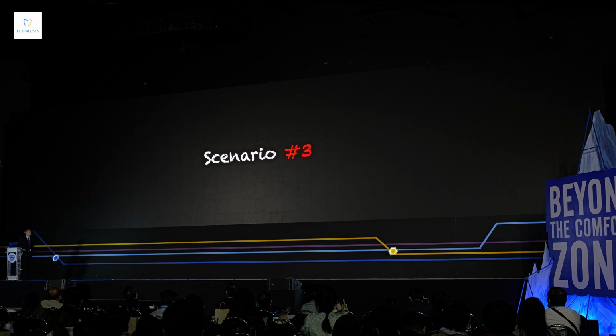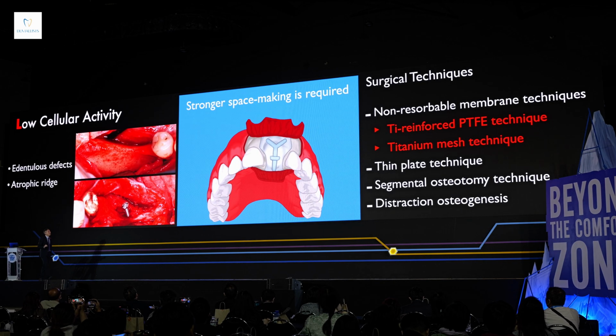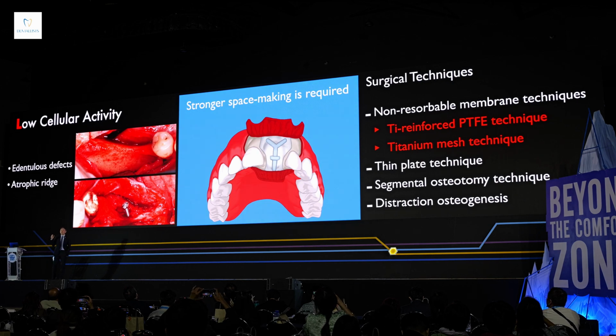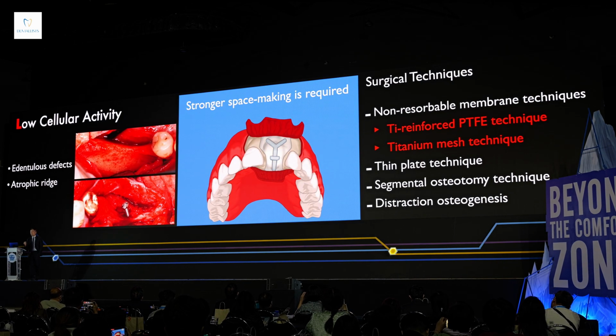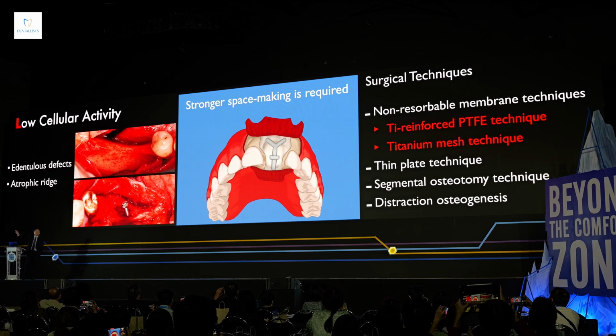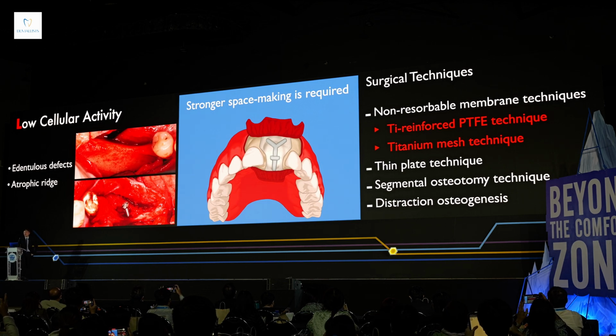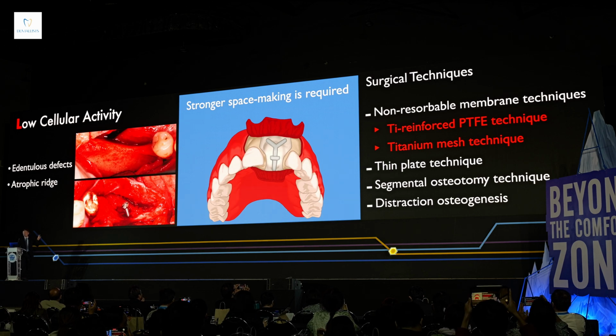Then let's come to scenario number 3. What's scenario number 3? It means we have an atrophic ridge, very slow healing, a very low cellular activity site. It means edentulism for a while. The patient lost the teeth for 30 years, and has an atrophic ridge. It's not possible to use a resorbable membrane to build up the height, especially for vertical augmentation. Then I use something with stronger space making, titanium-reinforced PTFE or titanium mesh.